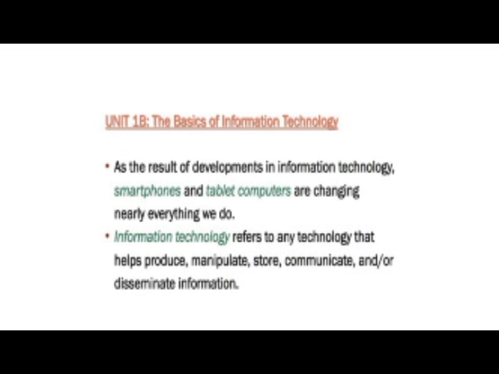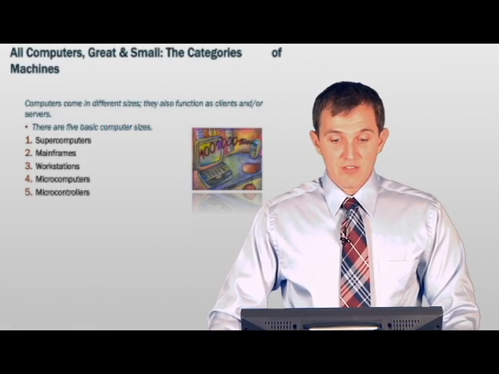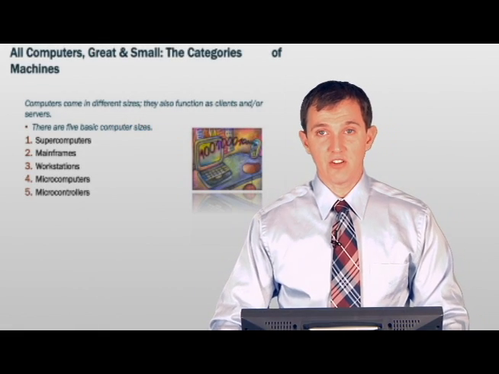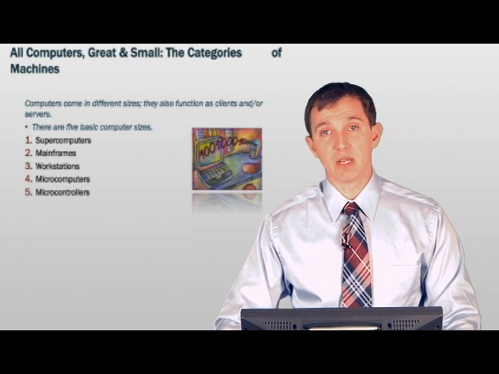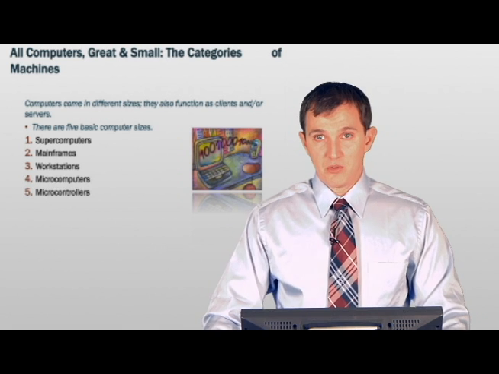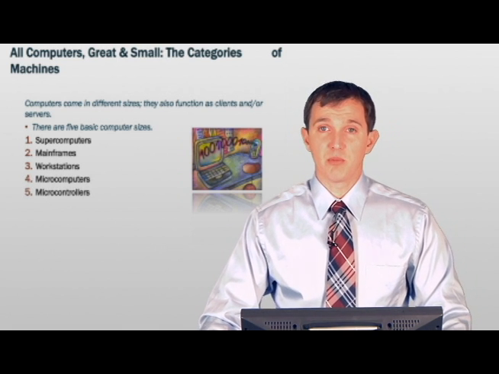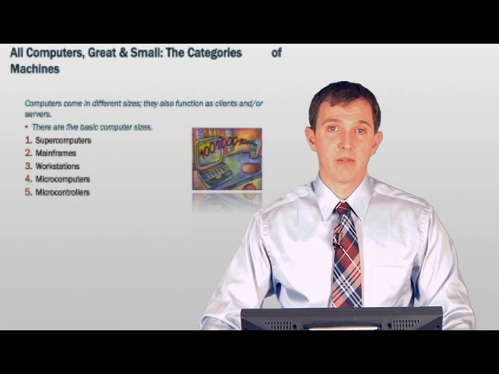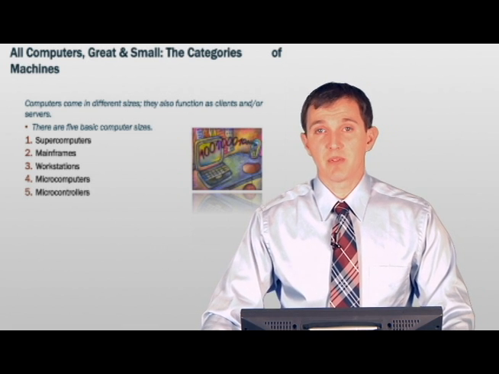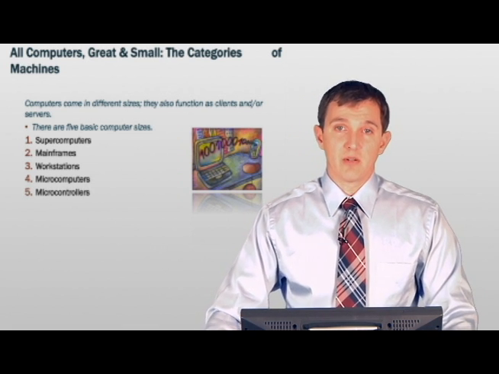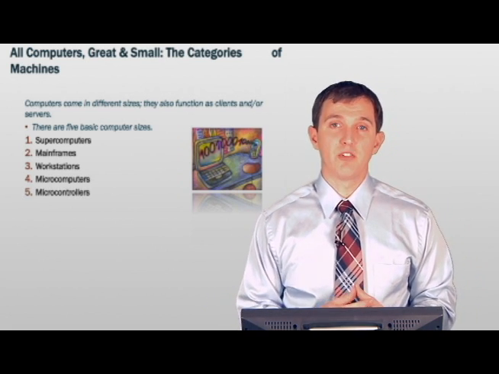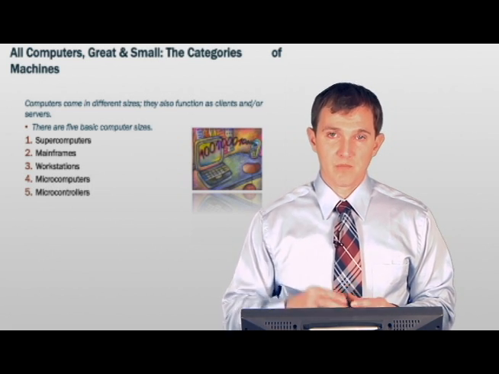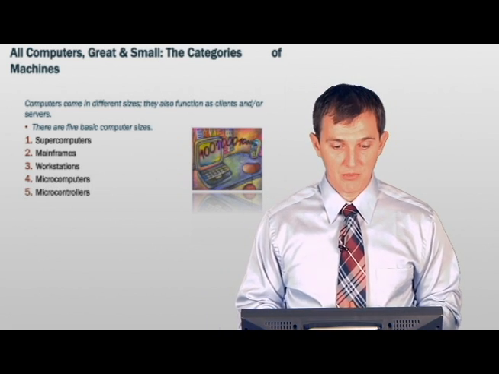Moving on, and now we arrive at Unit 1B, the basics of information technology. The 5 different computer sizes, as you can see on this slide, are supercomputers, mainframes, workstations, microcomputers, and microcontrollers. Supercomputers are something you may or may not be familiar with. Most of these are at places like MIT or NASA. They are computers made of hundreds and hundreds of processors that have special software that allows them to all work together as one common mind to crunch huge problems.